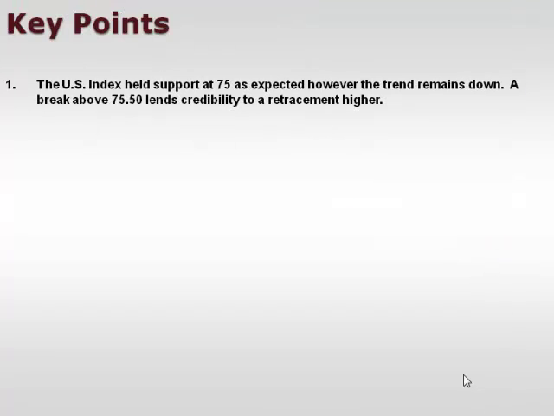Let's now take a look at a few of our key points. First of all, the U.S. dollar index held support at 75 as expected. However, the trend remains down. A break above 75.5 lends credibility to a retracement higher in the near term.